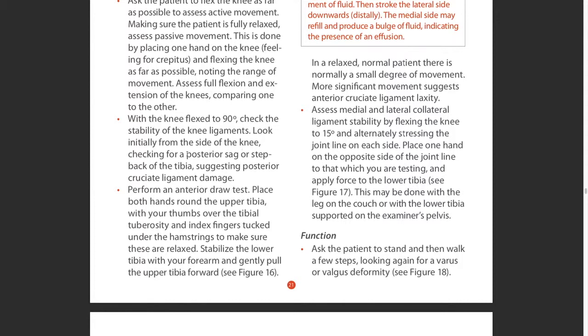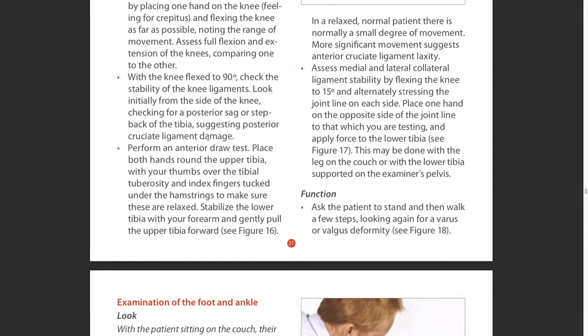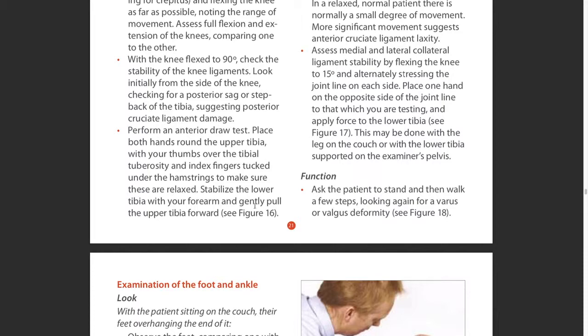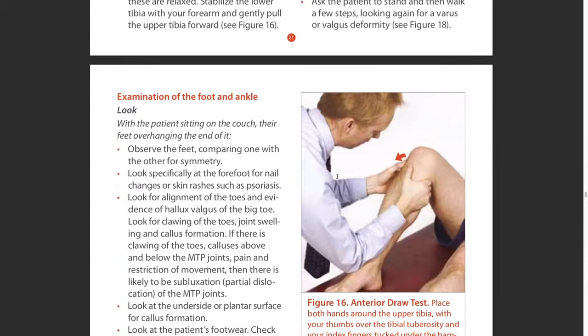Look initially from the side of the knee, checking for a posterior sag or step back of the tibia, suggesting posterior cruciate ligament damage. Perform an anterior drawer test. Place both hands round the upper tibia with your thumbs over the tibial tuberosity and index fingers tucked under the hamstrings to make sure these are relaxed. Stabilize the lower tibia with your forearm and gently pull the upper tibia forward. It's shown here.